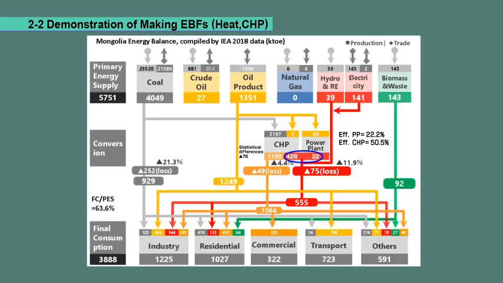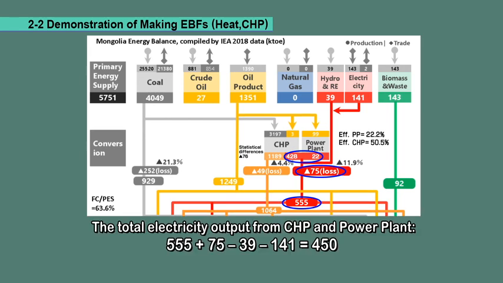Next is this red middle part. Calculate the electricity outputs of CHP and power plant. From 555 plus losses, subtract hydro and RE, 39, and subtract trade, 141, which equals 450. The sum of 428 and 22 is 450. So, then, how did we get the 428 and 22?